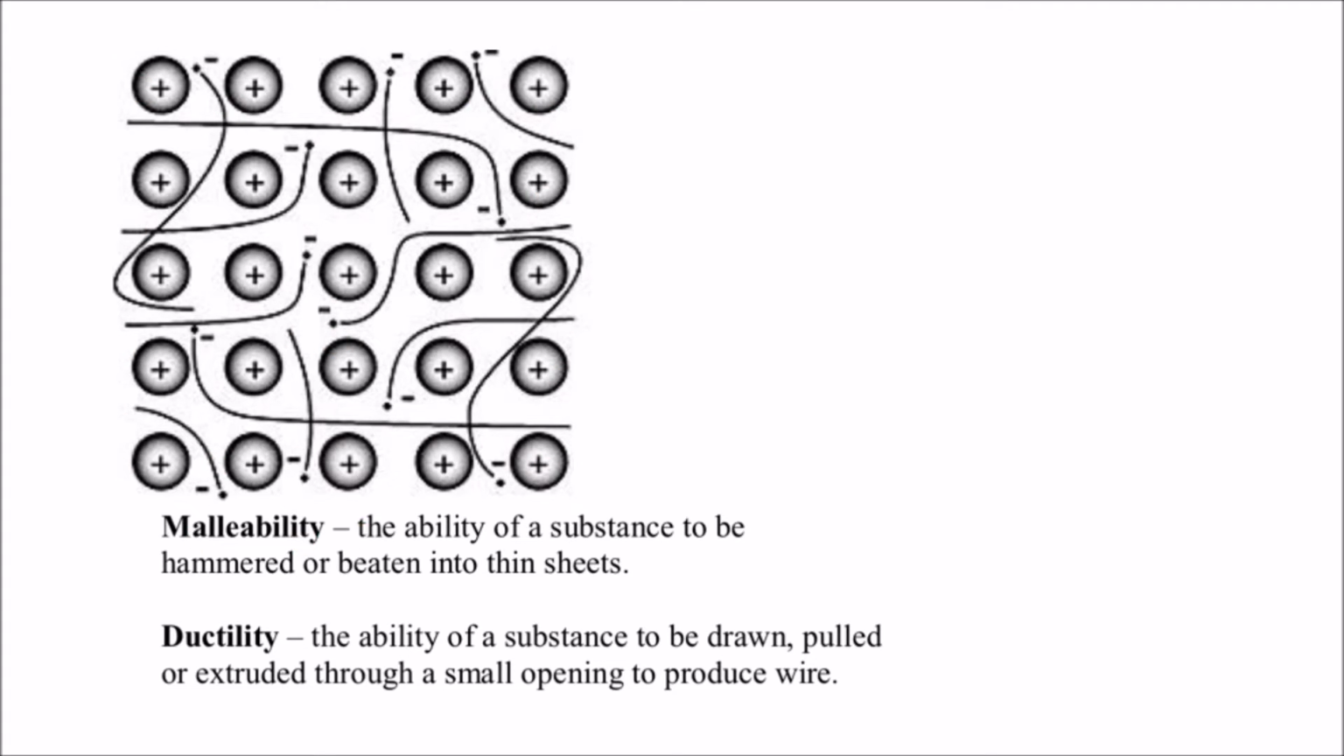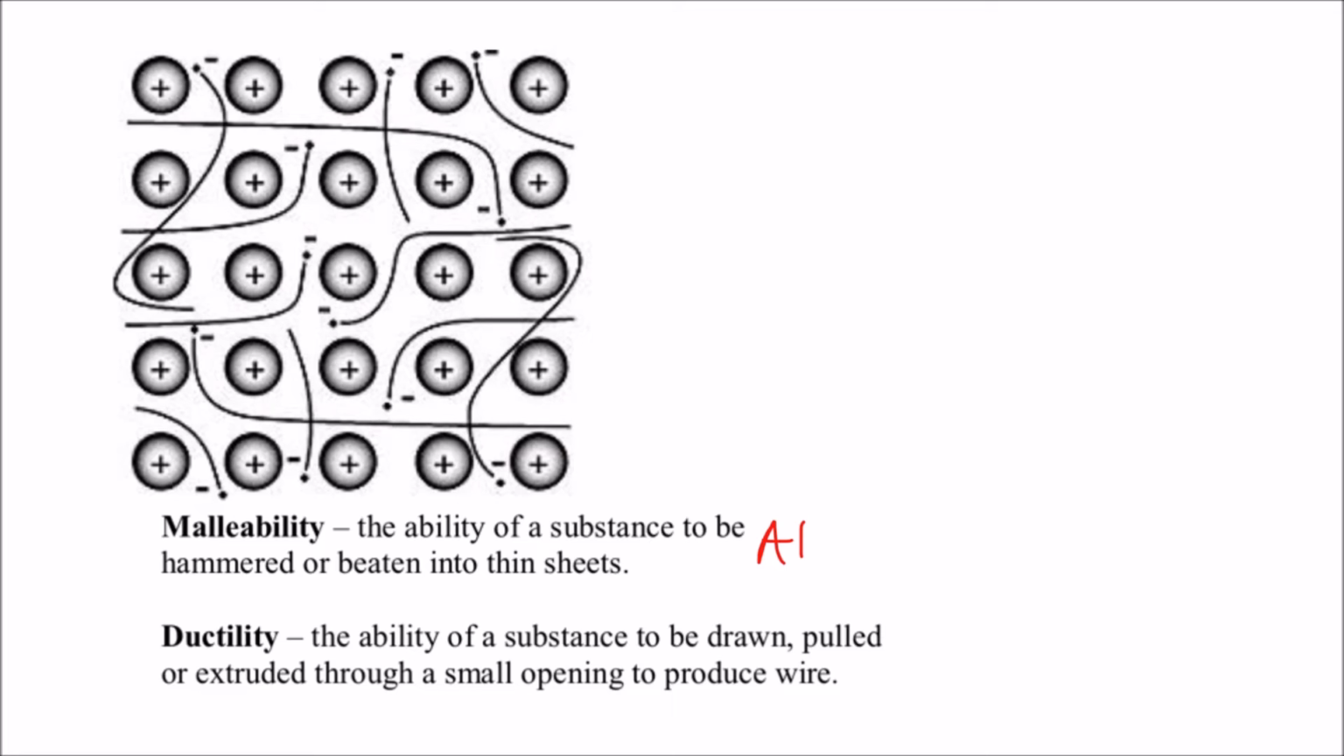Okay, here are two characteristics of metals that you need to know. The first one, malleability, is the ability of a substance to be hammered or beaten into thin sheets. A good example of a substance that could do that would be aluminum, because we have aluminum foil, which is a very thin sheet. So something had to beat that down, roll it, and make it very, very thin.